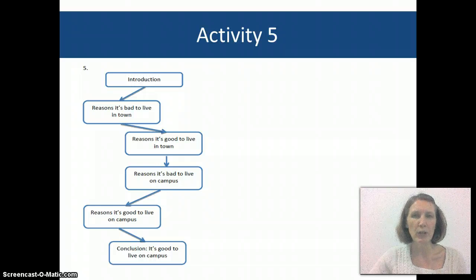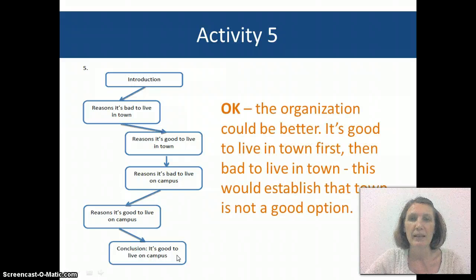How about this one? This looks more interesting. So it's bad to live in town, and then the good things about living in town. It's bad to live on campus, and then the good things about living on campus. So finally you conclude that it's good to live on campus. Yeah, that's better. At least I know that you've addressed all of the good points. However, the organization could be a little better. Why don't you change it to say that it's good to live in town first and then bad to live in town? So that would help to establish that town is not a good option.